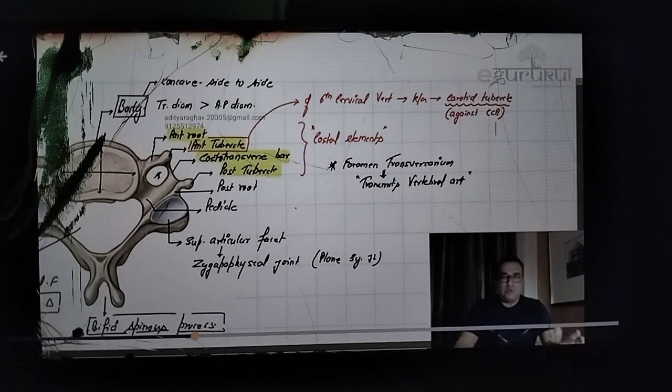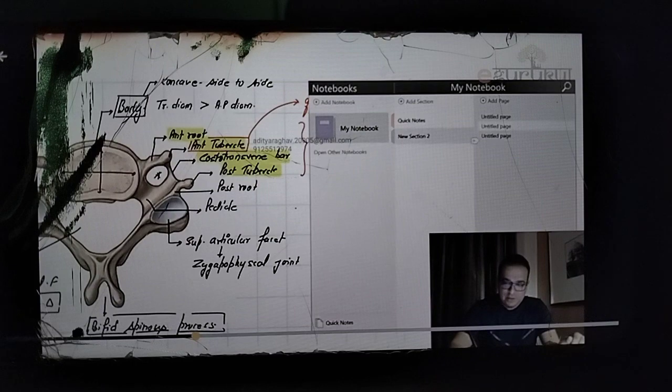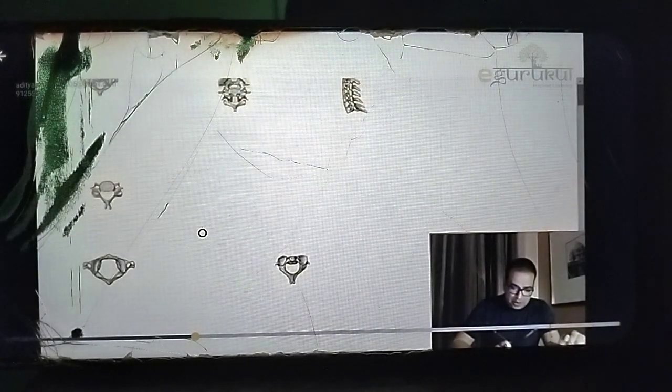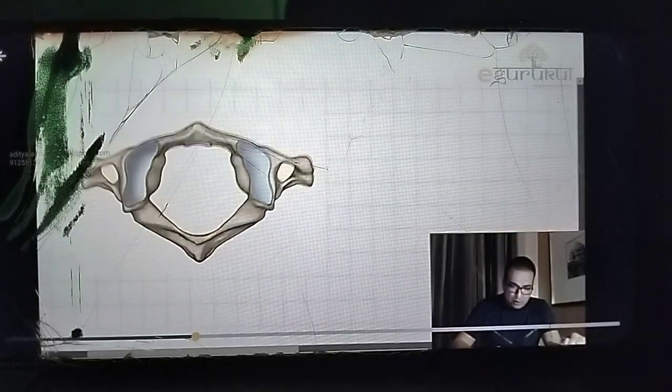Now, atlas and axis, the first two cervical vertebrae, need a little special discussion here. Again, we have to see the features. Let me take you to the atlas vertebra directly first. So this is the atlas vertebra. What is there and what is not there?